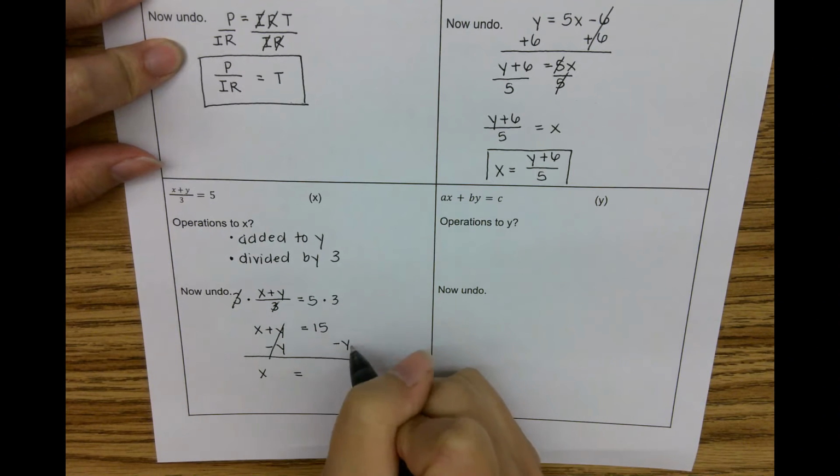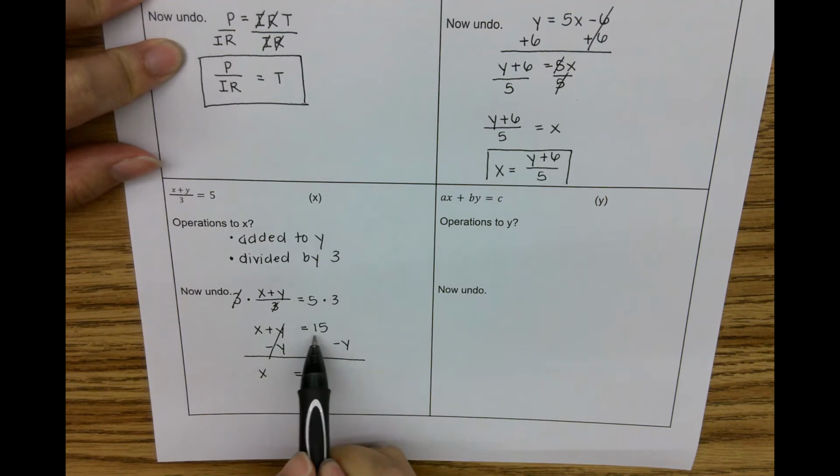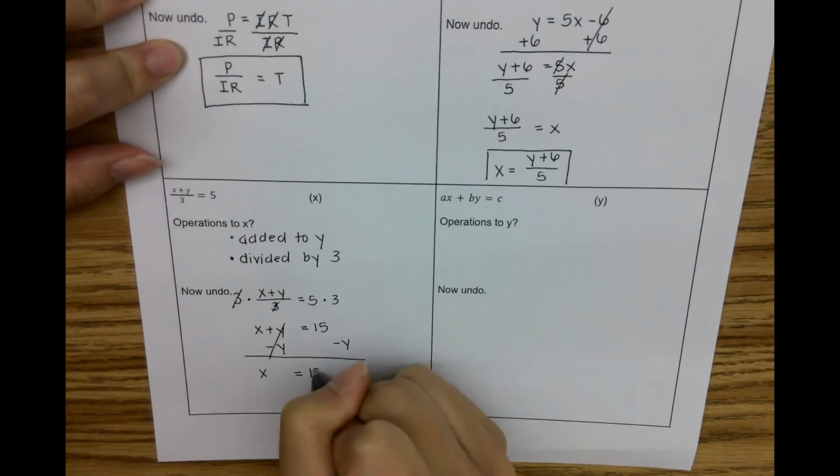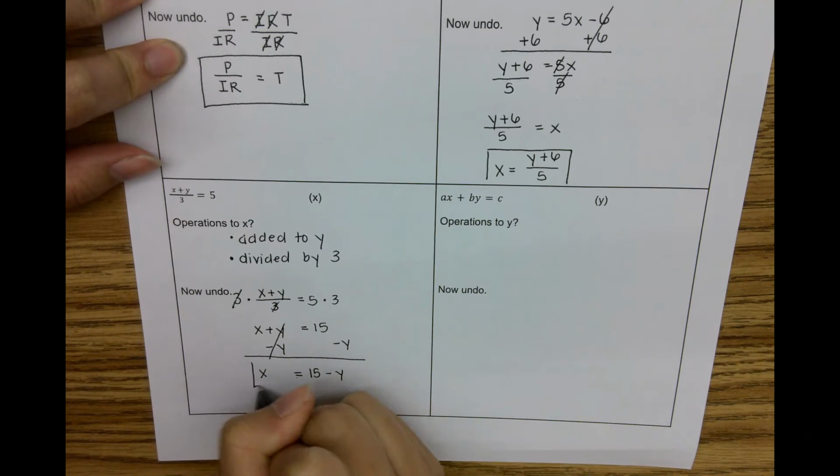And again, these are not like terms. This is a constant, it's just a number. And this has a variable. So I cannot combine them since they are not like terms, so I just write them as 15 minus y.